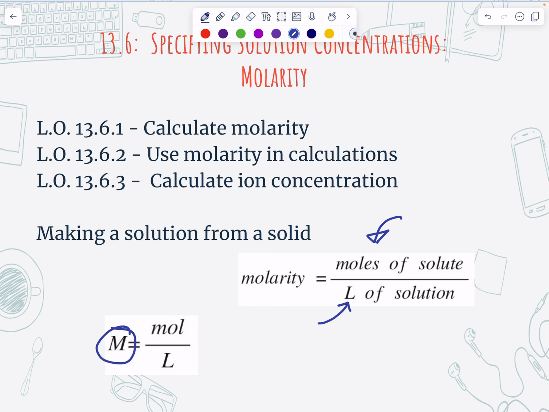That's also the unit at the end. So when we say like 3.8 molar, it's 3.8 capital M, or we could say 3.8 moles per liter, just like that. Either one of those is perfectly acceptable.